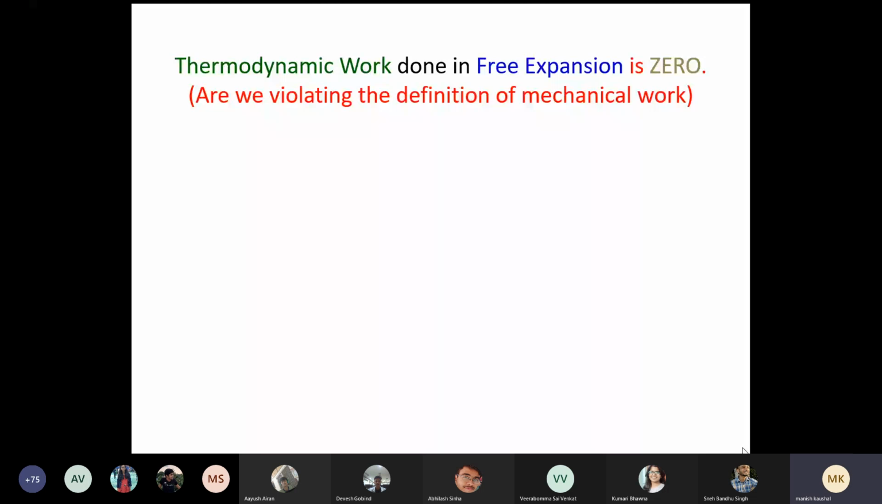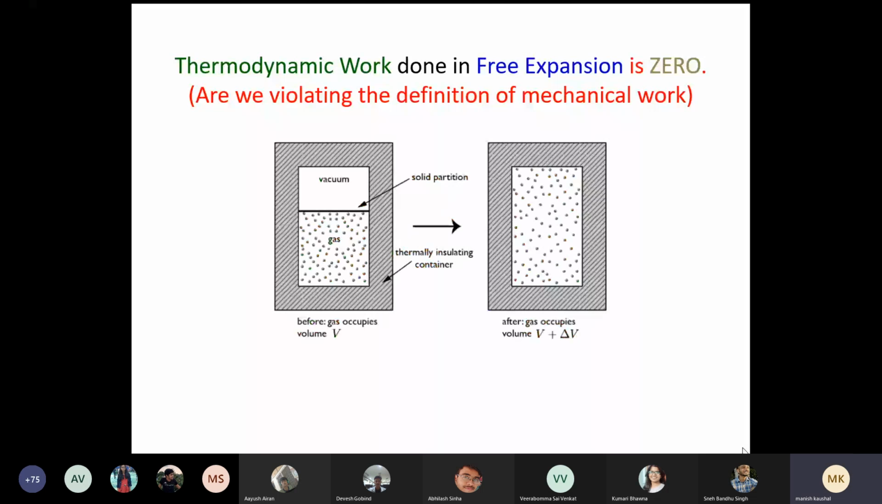So what is actually free expansion? That I am going to show, and then I can convince you why work done is 0 and we are not violating any principle of mechanics. Okay, let's see. This is the example of how free expansion takes place. On the left hand side, there is a gas trapped in a chamber. There is a stopper, a solid partition you can see. As soon as you remove this solid partition, the gas freely expands. So this is the correct example of free expansion, not the piston and cylinder system. That is not possible in real life.